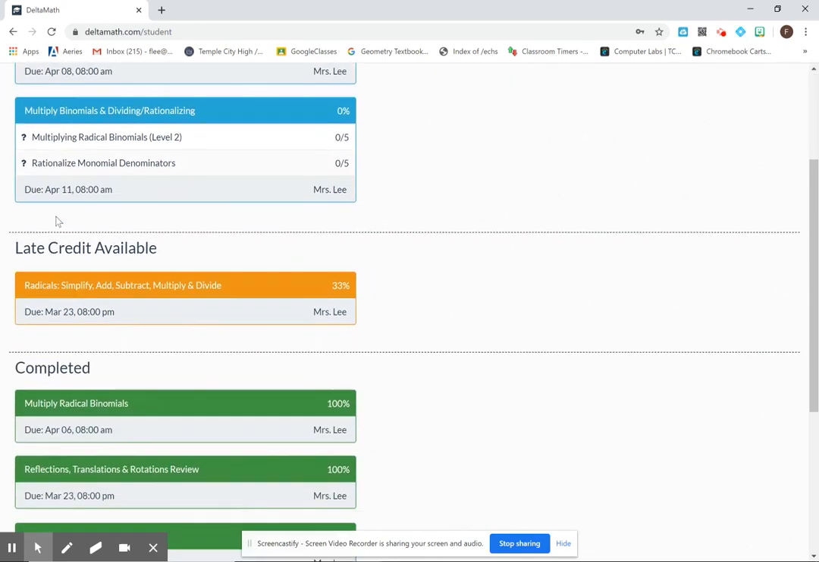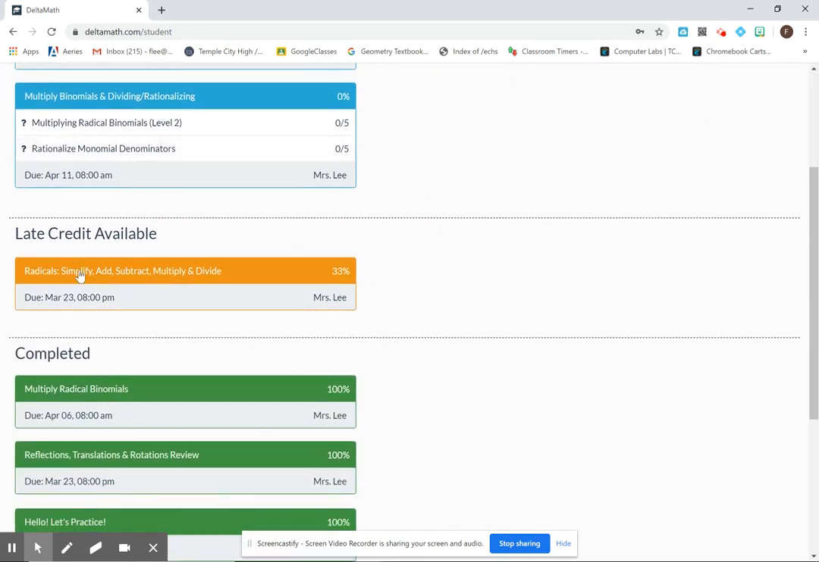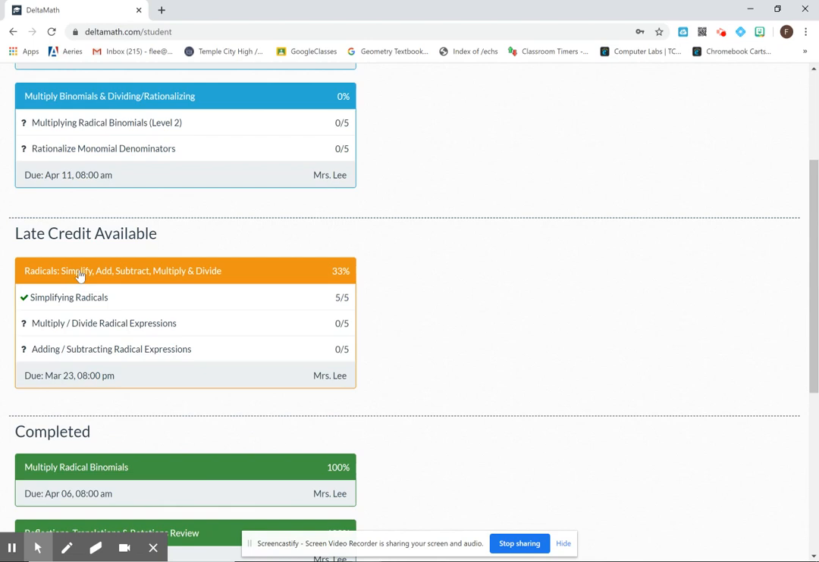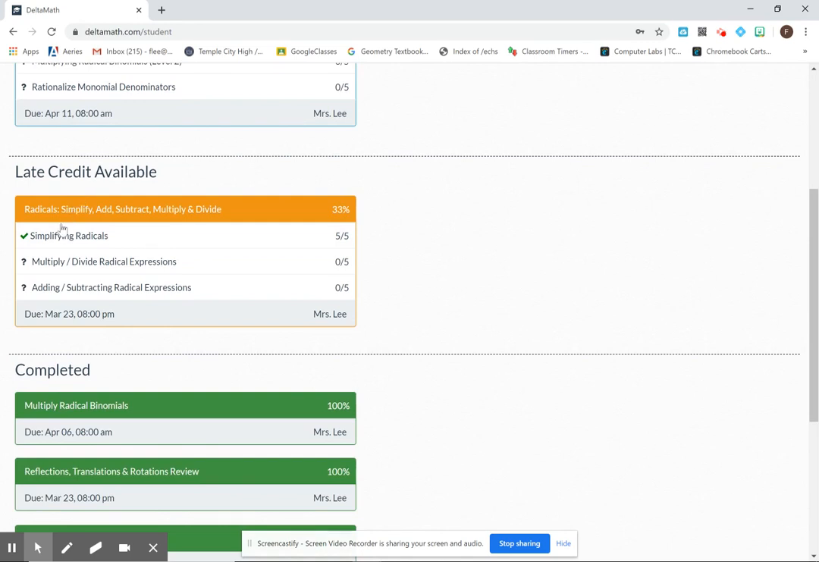If I look at this assignment in yellow that was due last week, some of you guys did this. This is actually your assignment. You guys had this a couple weeks ago. Simplifying radicals, multiplying and dividing radicals, and adding and subtracting radicals. Each of these has 5 problems. So in this assignment, there's actually 3 separate sections. Some of you guys only did 1, like me right here. I only did these first 5.